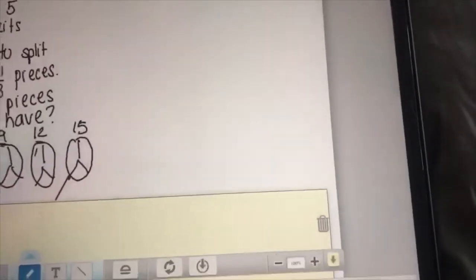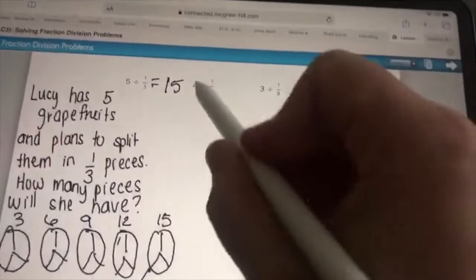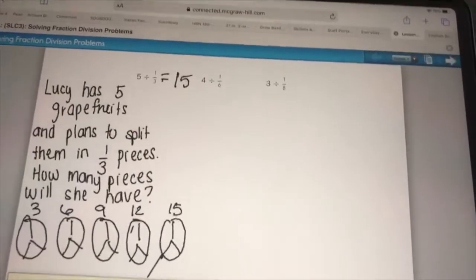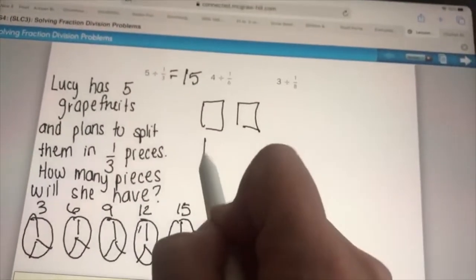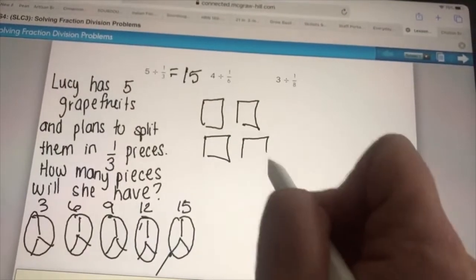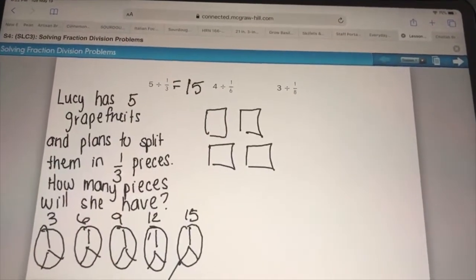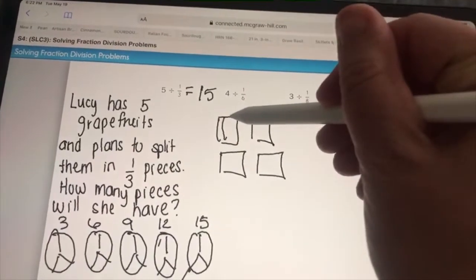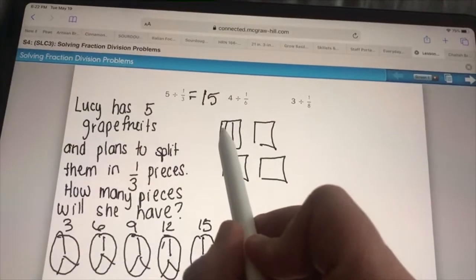I like to always think about problems as situations. So if we have 4 divided by 1/6, that would mean we have 4 of something. So maybe we have 4 cookie cakes here, and we're going to split the 4 cookie cakes into 6.